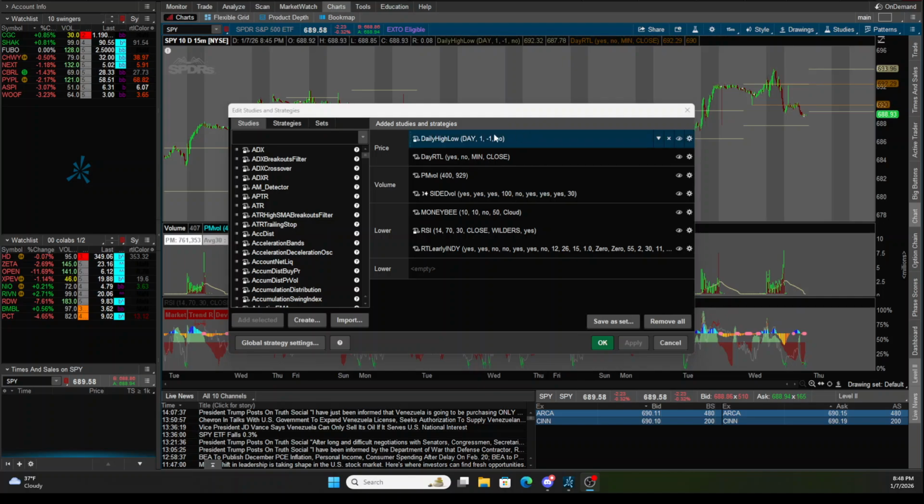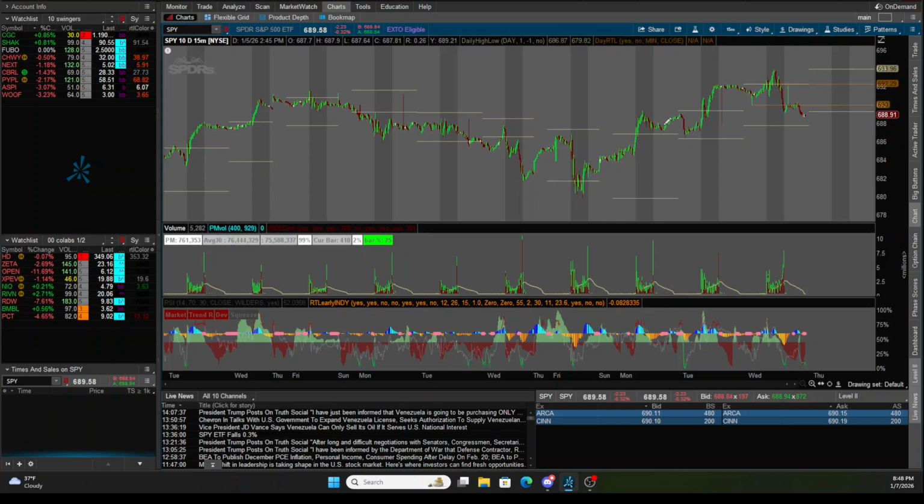Daily high and low, which is a Thinkorswim script, and then daily auto RTL, which is a custom script, just showing the pre-market highs and lows and the previous day. So the pre-market is a little darker here, you can see on my screen. You can make these whatever color you want, but I like the yellow because I don't use yellow for much. So these are your pre-market highs and lows, the high from the pre-market session.